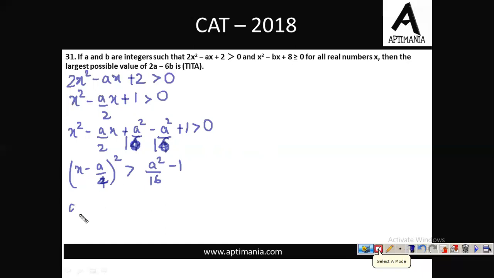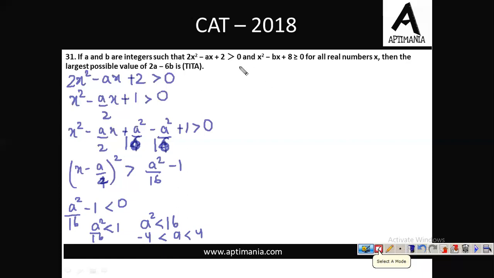So a square by 16 minus 1 has to be less than 0, or a square by 16 has to be less than 1, or a square has to be less than 16. Right? Now if a square is less than 16, the solution will be a is less than 4 and greater than minus 4. So the value of a should lie between minus 4 and 4, and a has to be integral values only, right?